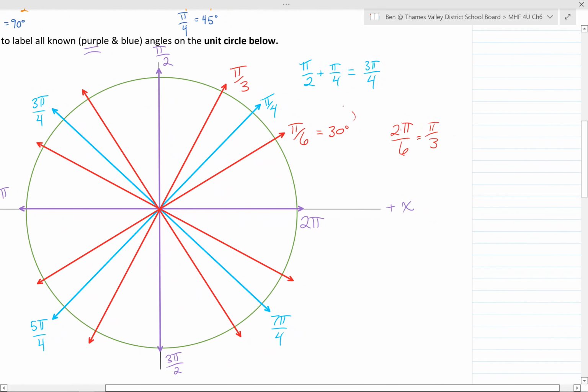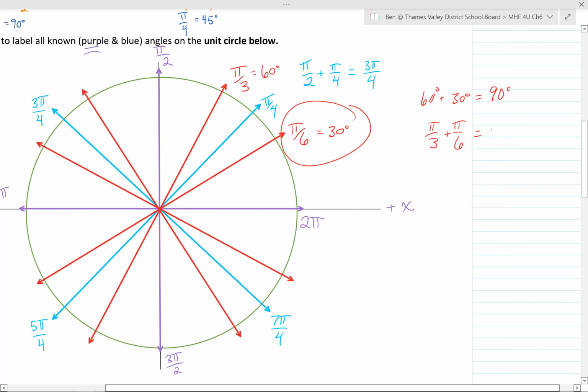Now, if we add in another pi over 6, whoops, sorry, folks. We're adding in another 30 degrees to this pi over 3 up here, which we know equals 60 degrees. Right, so we add pi over 6, or we add 30 degrees to that. So we're working with pi over 3 plus pi over 6. And the analogous to this is 60 degrees plus 30 degrees. So you can see what we're working with in degrees. We know we're expecting the equivalent of 90 degrees.